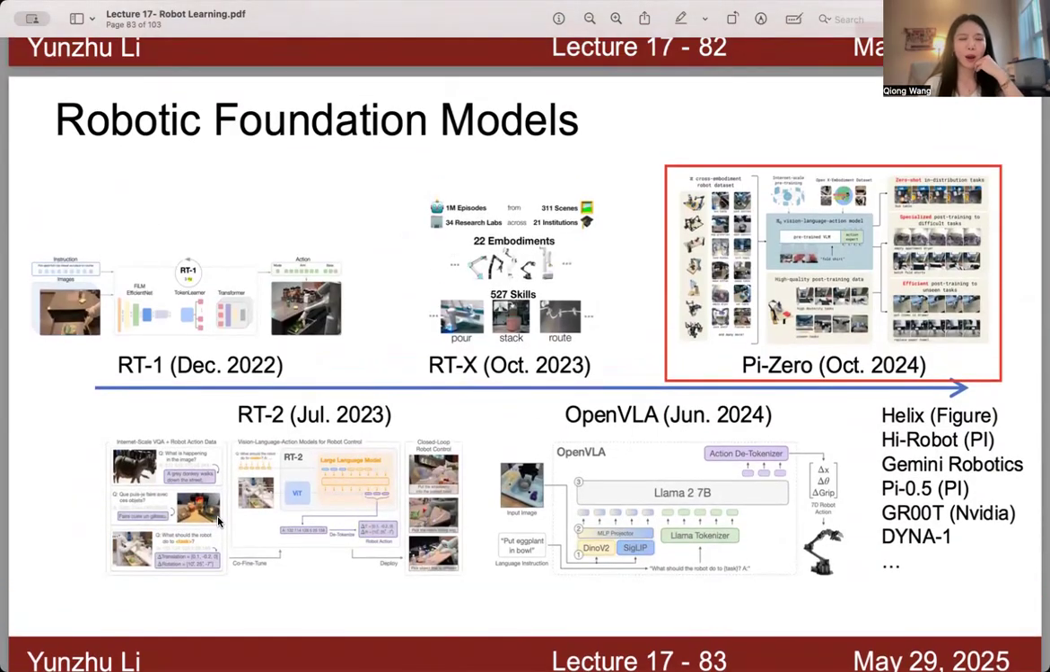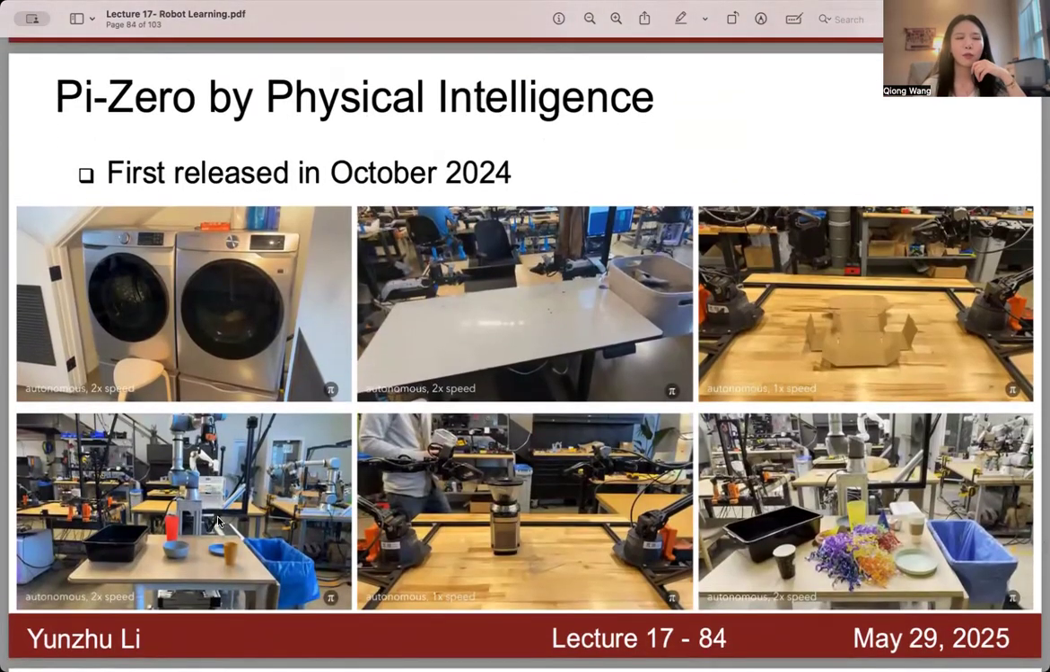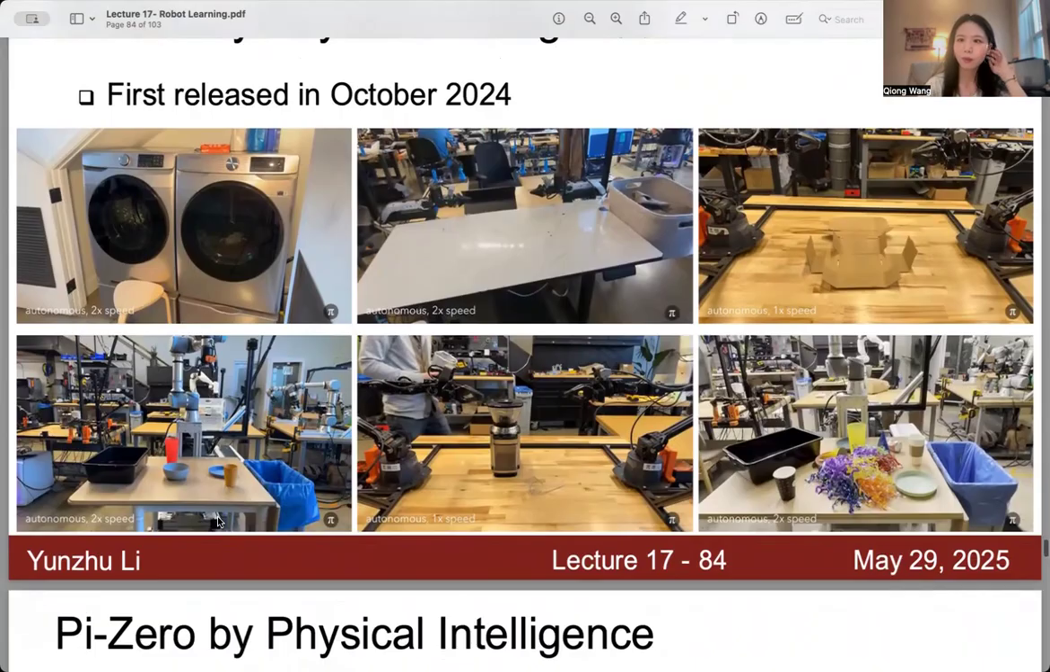And these are the robotics foundation models from 2022 to 2024. Recently, the famous model is PI0. PI0 was first released in October 2024. It can do many housework tasks, for example cleaning clothes, folding clothes, and making coffee.